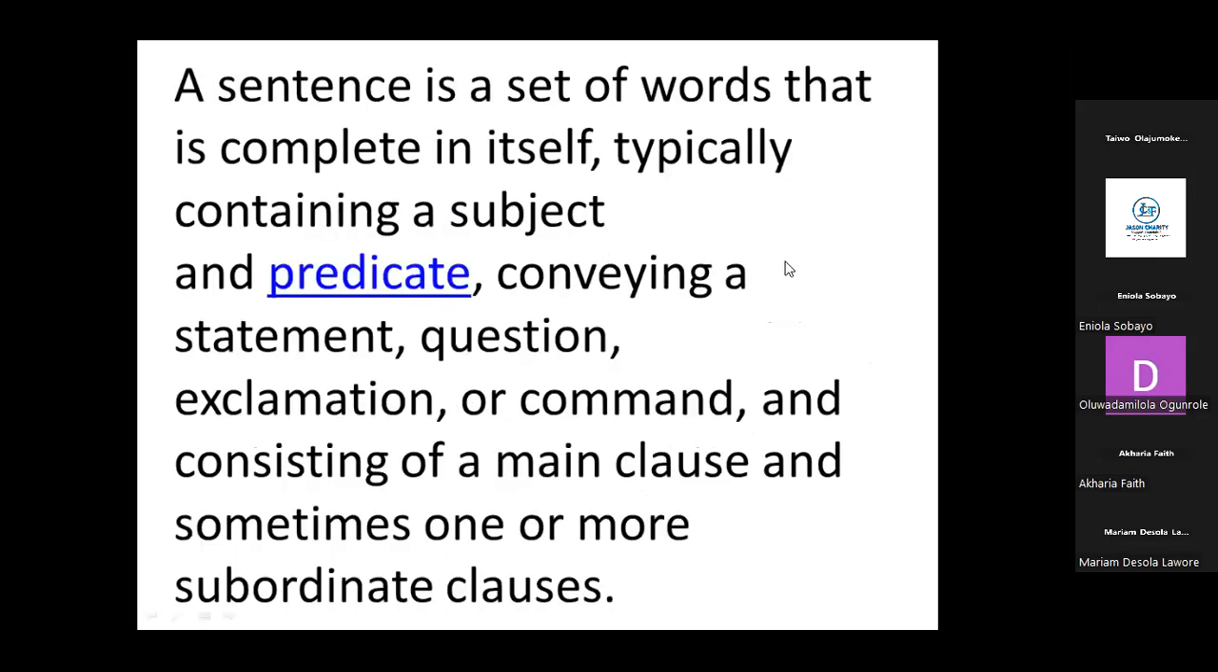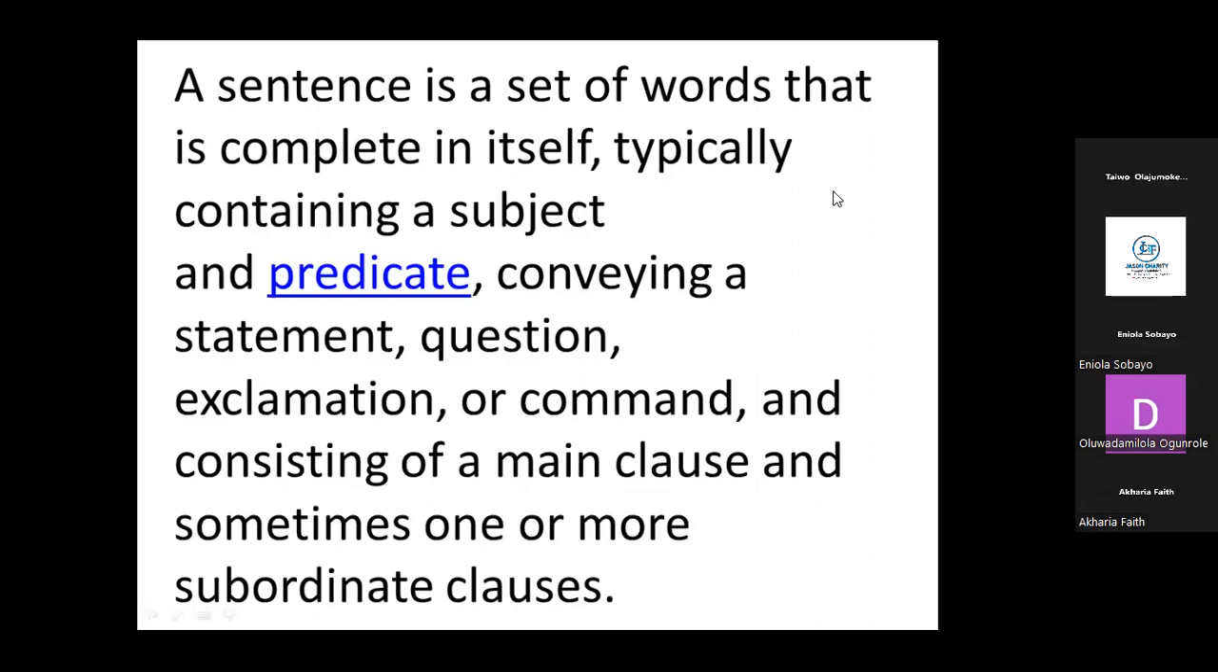Now, another definition says that a sentence is that part that is complete in itself, typically containing a subject and a predicate. I remember that in the last class, we tried to clarify what a subject is and what a predicate is. When you write a sentence, the noun that is to take up an action is the subject, either a word, a noun phrase, or a noun clause. It is the actor that is going to carry out the action in the sentence. You call it a subject. And every other thing after the subject is taken to be the predicate.